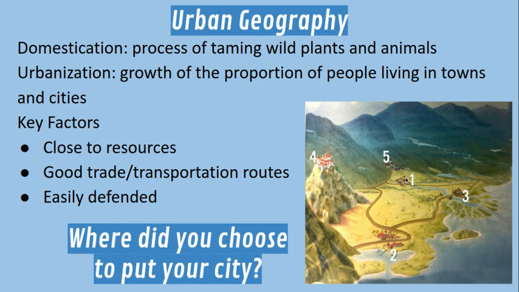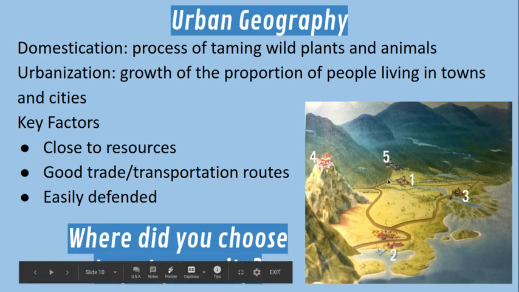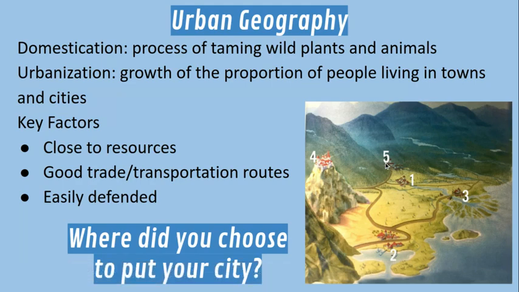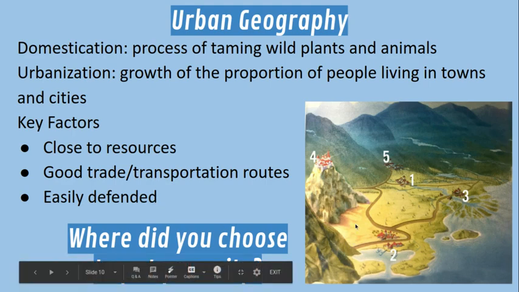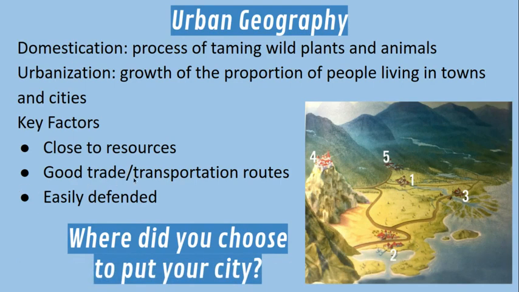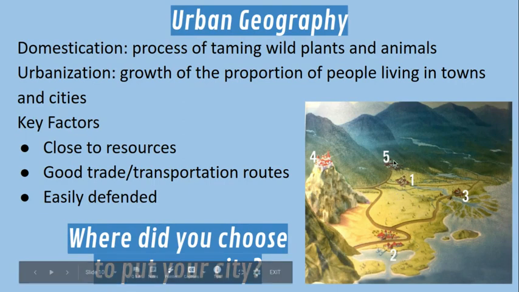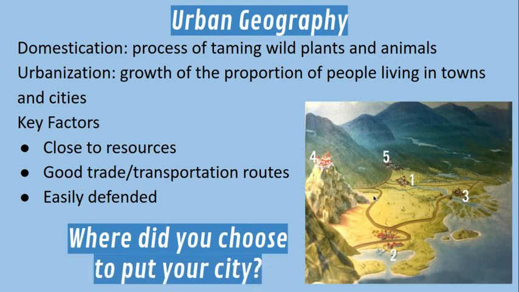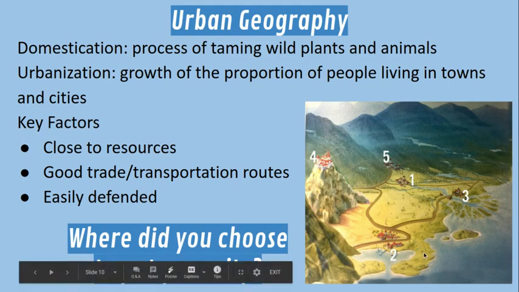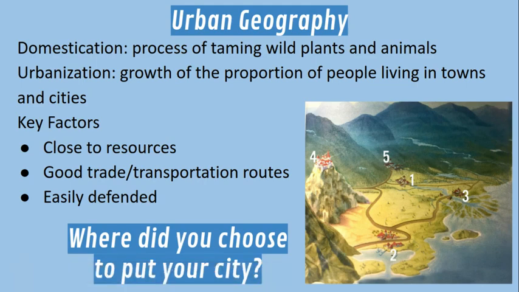So as you look at the different points, number 1, number 2, number 3, number 4, number 5, you're going to see that some of them are closer to different resources. Some of them are going to be easier to defend. Some of them have very easy trading, and some of them are more difficult for trading. So 4 is pretty easy to defend on the top of a mountain, but it's harder to trade. Whereas when you're in a valley and you're by a river and by roads, it's very easy to trade, but it may not be as easy to defend. So think about, where would you choose to put your city and why?